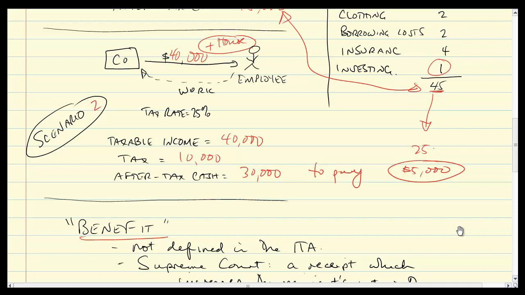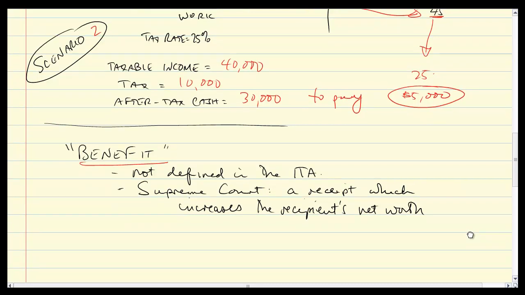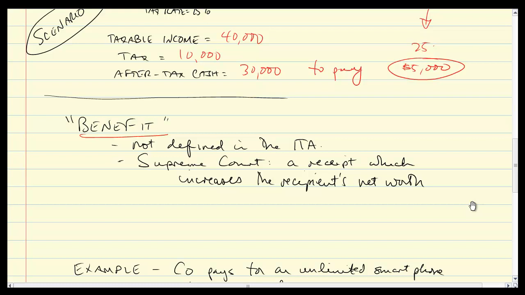Meaning all you did was shuffle the deck, or you moved the shells around, but the game stayed exactly the same. So we have this idea of benefits, that an employer can pay an employee with things other than cash. It's actually not defined in the Income Tax Act, the word benefit, but the Supreme Court has had to rule and say, okay, we're going to consider it a benefit if it's a receipt which increases the recipient's net worth.